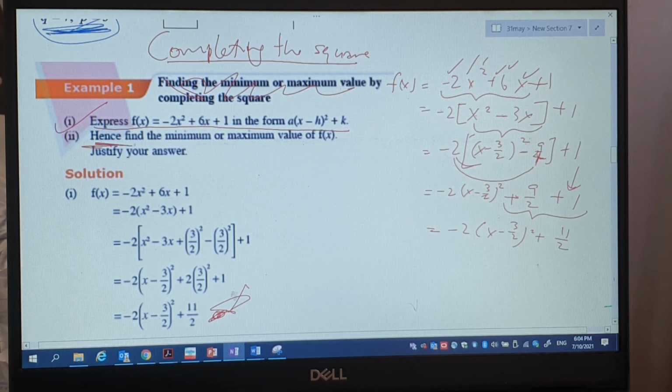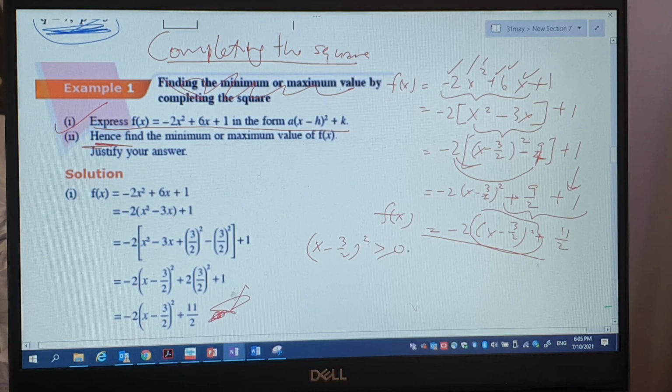Then it says hence. Hence means use this result. Fx is this. Hence, find the maximum or minimum value of fx. Now, the way to do this is like that. As I mentioned just now, start with the complete square. You must say like that. X minus 3 over 2 all squared is always greater than or equal to 0. But it can also be equal to 0. Can.